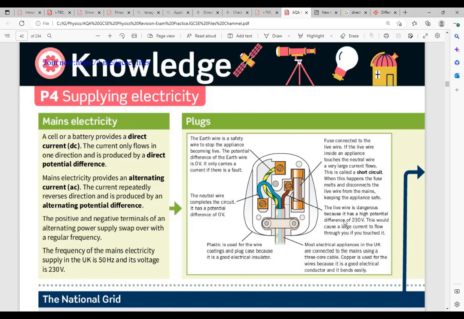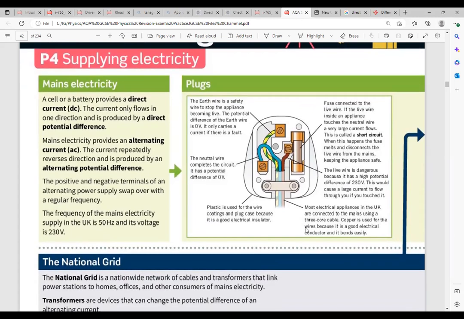The live wire is dangerous because it has a high potential difference, around 230 volts. This would cause a large current to flow through you if you touch it. So be careful if you open the plug while it is connected to the electricity, because the live wire carries a huge electricity from the 230 volts.